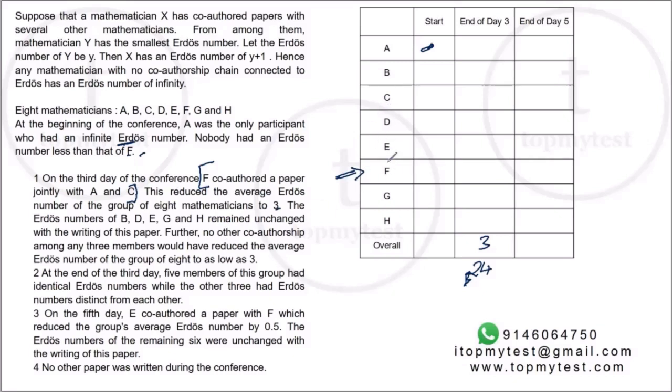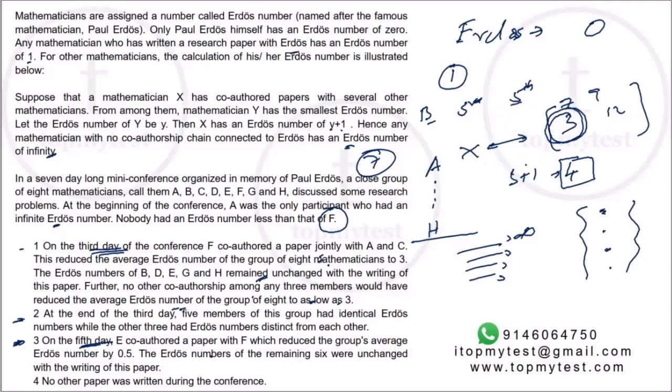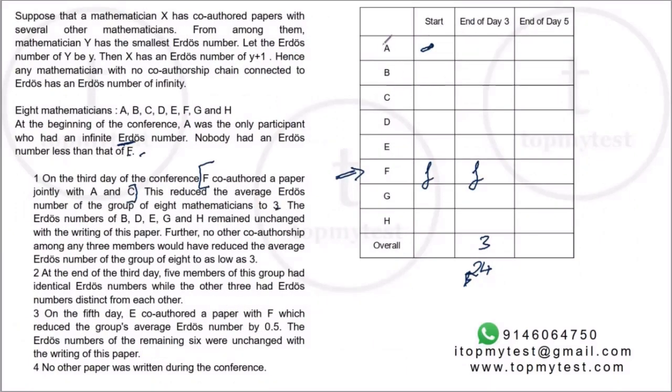Now we know F has the lowest at the beginning, and nobody has less than that. So once they co-author with F, F's number will not change, but everyone else's number will become F plus 1. In our case, F was 3, so it became 3 plus 1, 4. So in the case of C and A, the Erdős number will become F plus 1 and F plus 1.